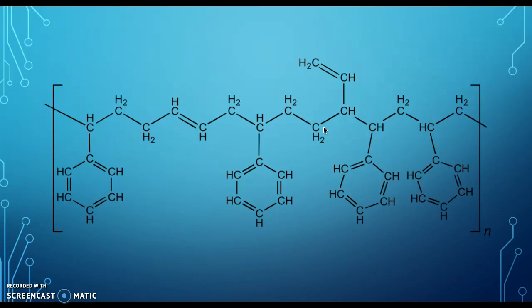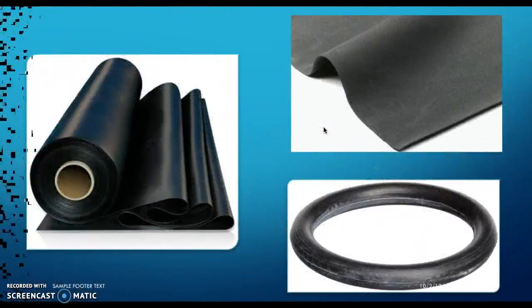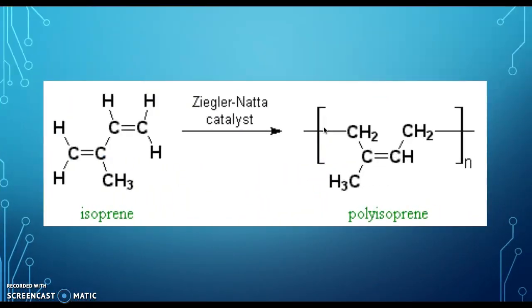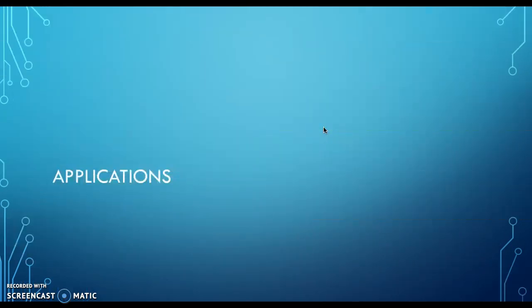Synthetic rubber such as Buna-N, butyl rubber, and neoprene were later produced. Ziegler-Natta catalysts, named after their discoverers, were later produced to allow for the synthesis of rubber with either cis or trans double bonds, allowing people to control the properties of the polymers in their synthesis.